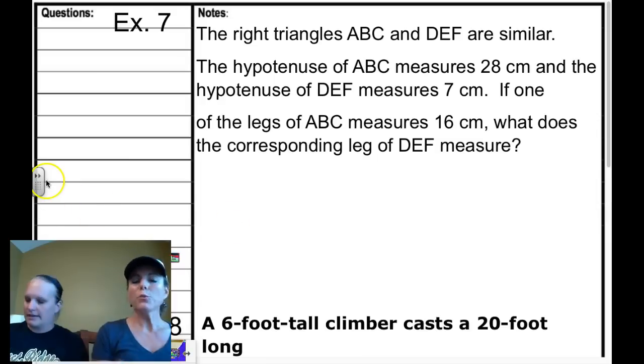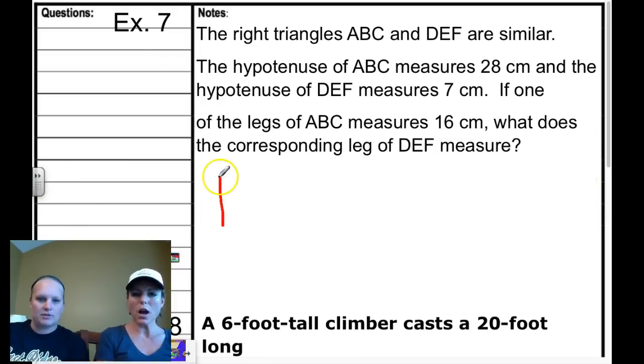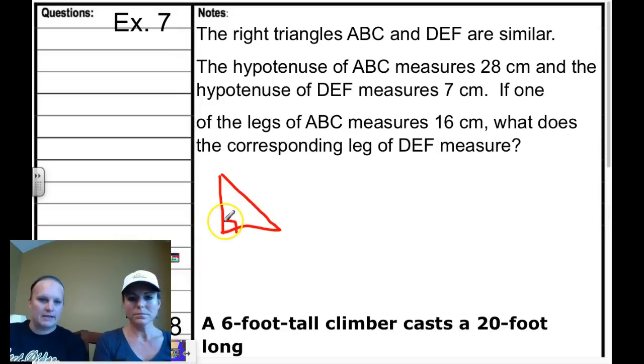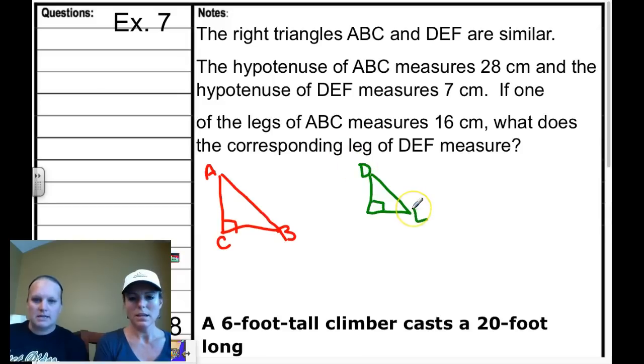Here we go. Triangle ABC. So I'm going to draw a right triangle ABC. Remember, right has that 90 degree. All right, A, B, and C. And we have another triangle, DEF. So I have this guy here. So I'm going to say he's D, E, and F. Remember, if you start at A and go down to B, if it's going to be similar, we've got to keep it in the same order. So D, E, F.